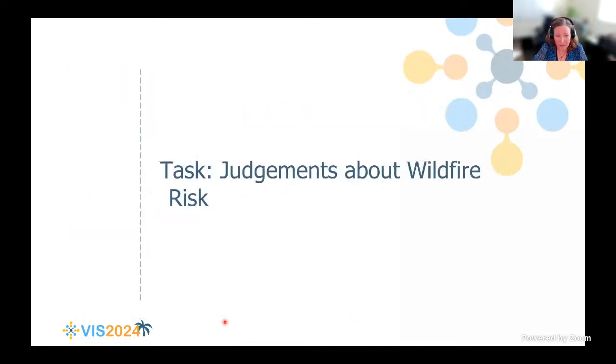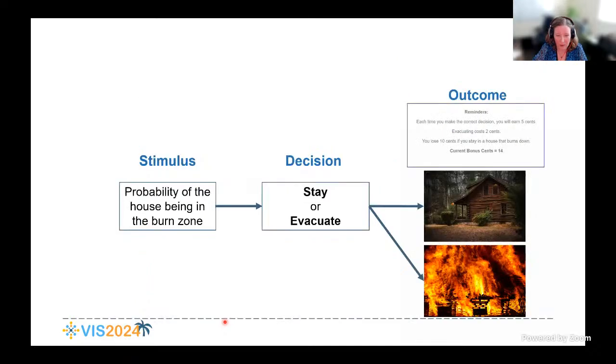As I mentioned, this is part of a line of research about how people judge wildfire risks. And so we gave them a wildfire-related task. This was done on Amazon Mechanical Turk. On each trial, people were shown a stimulus showing the probability of their house being in the burn zone of a wildfire. They made a decision to stay or to evacuate. And then they saw the outcome of that scenario. Was their house safe or was it in the burn zone?